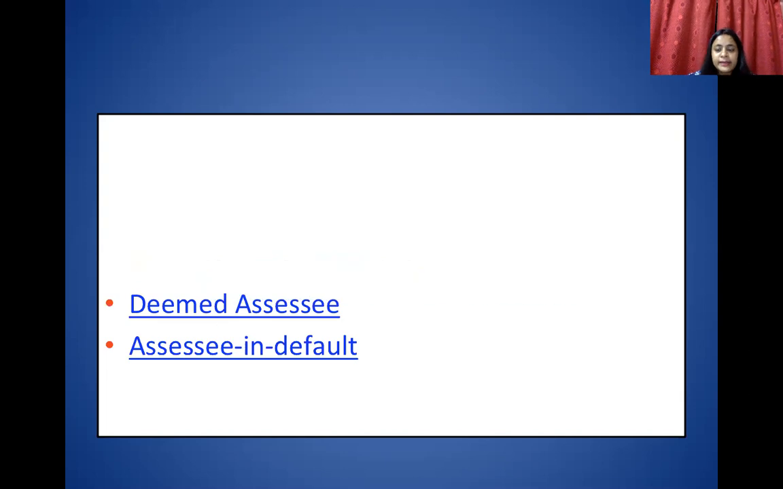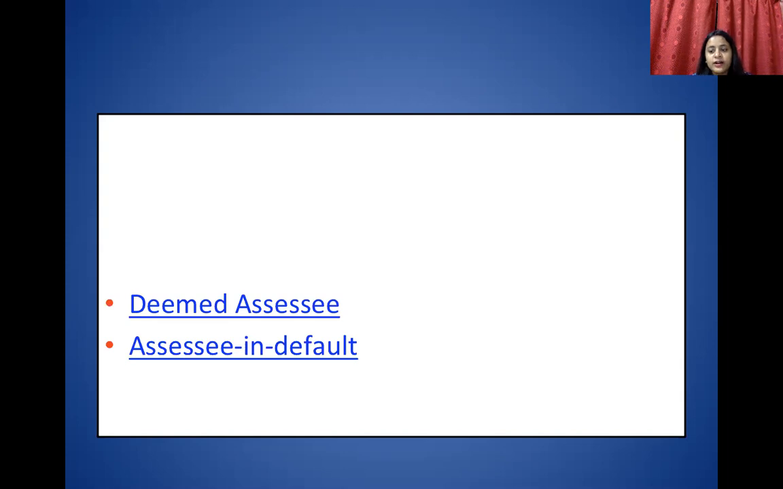Next is deemed assessee. An individual might be assigned the responsibility of paying taxes by the legal authorities, and such individuals are called deemed assessee. It can be the eldest son, or a legal heir of a deceased person who has expired without writing a will. The executor or legal heir of the property of the deceased person who has passed on his property to the executor in writing.